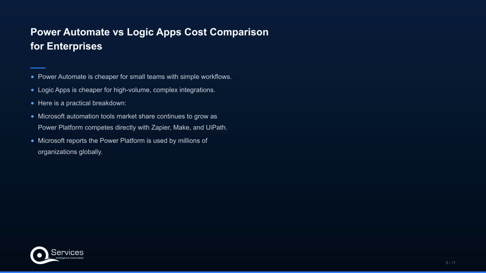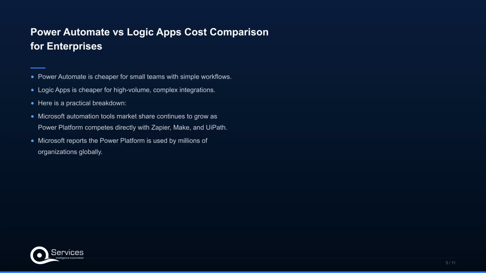Power Automate is cheaper for small teams with simple workflows. Logic Apps is cheaper for high-volume, complex integrations. Here is a practical breakdown. One thing worth knowing: Power Automate Premium is included in Dynamics 365 licenses, so organizations already on Dynamics 365 may have premium access without additional cost.